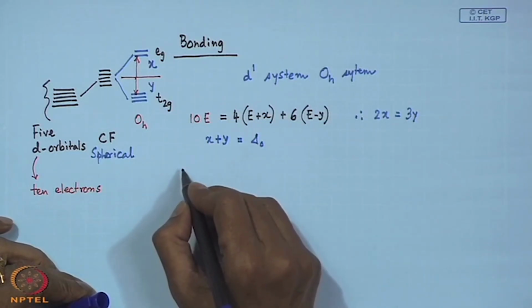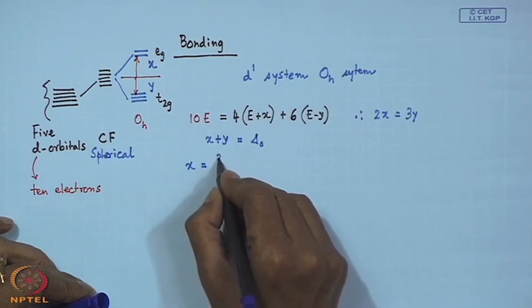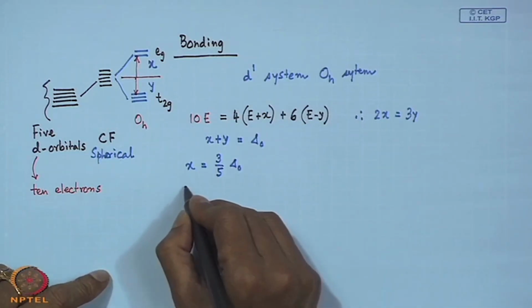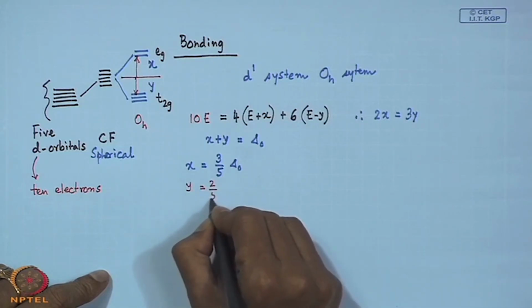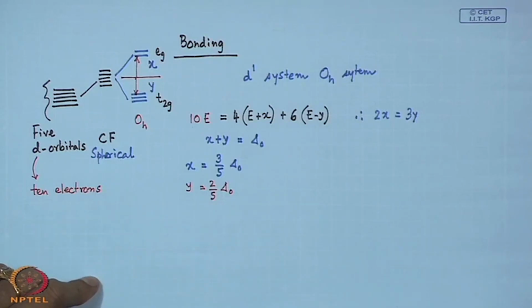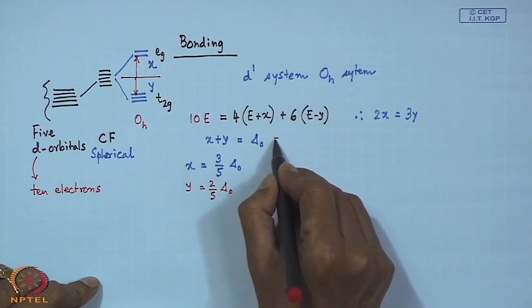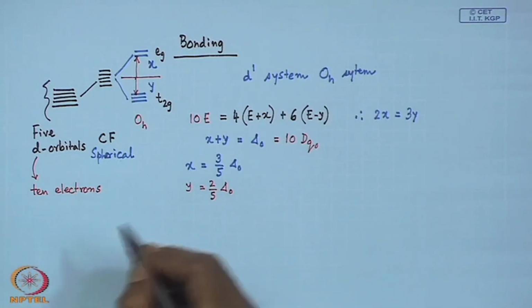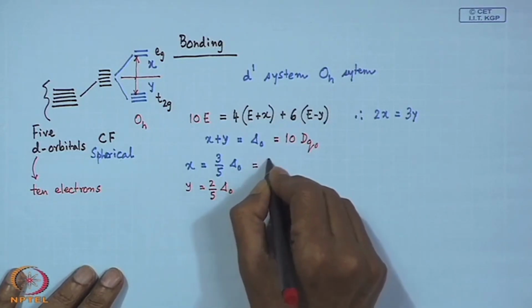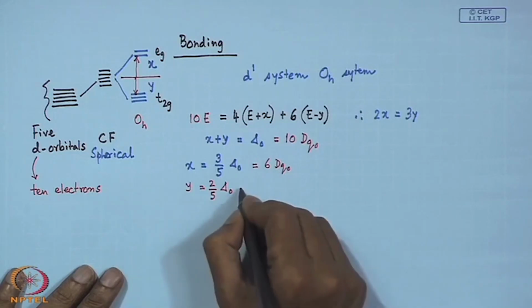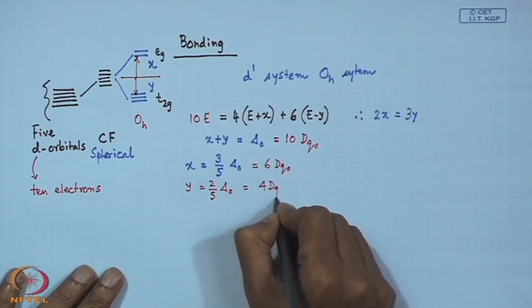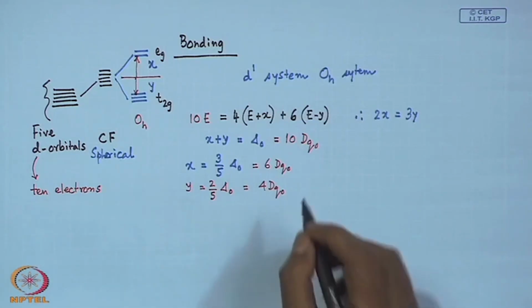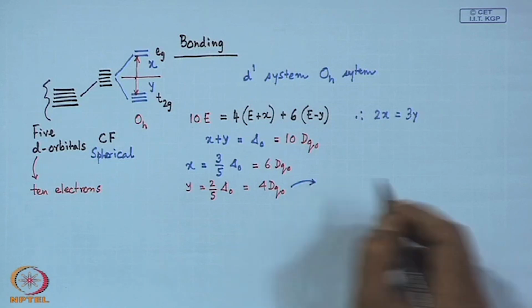Therefore, by combining these two, we get x is equal to 3/5 delta octahedral and y is equal to 2/5 delta octahedral. So, if x plus y is equal to delta octahedral, which is equal to 10 Dq, as we also explain in some cases, then x would be equal to 6 Dq octahedral and y equal to 4 Dq octahedral.